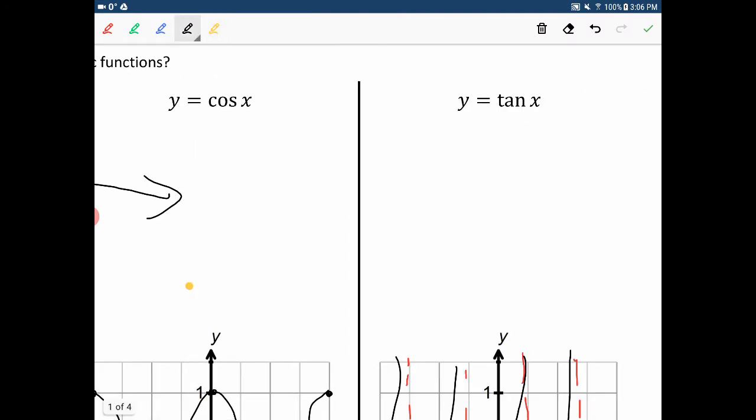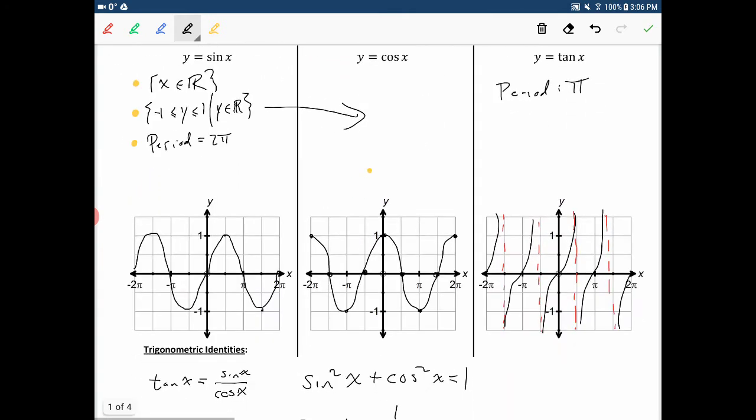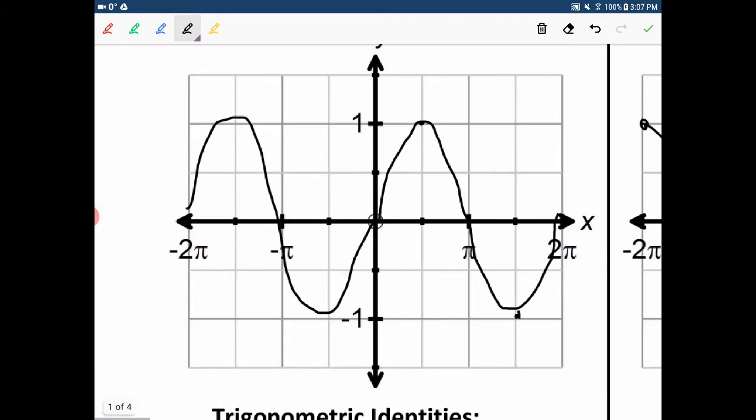Tan, I actually didn't say anything, and I'm not going to do it. I guess the period is only pi. Period's pi. It's got a bunch of asymptotes, so our domain is very different, and I don't really want to go through that because it's not really all that relevant. What is relevant is we do want to take a look at what they look like.